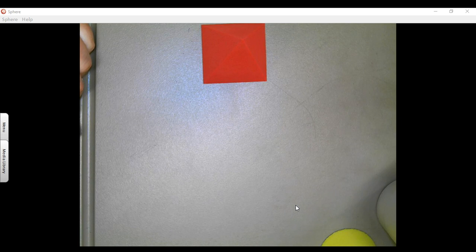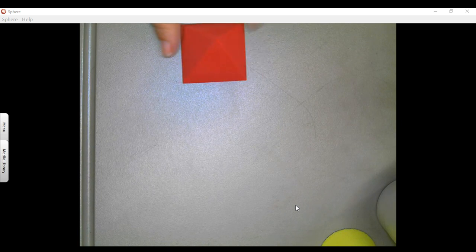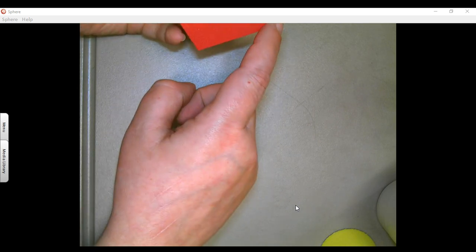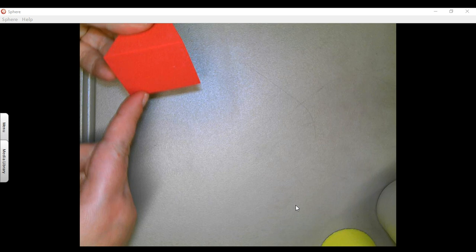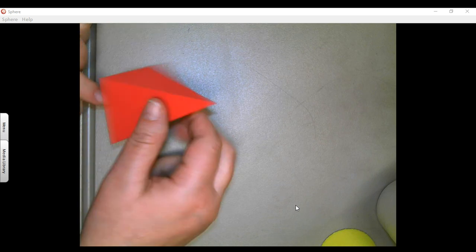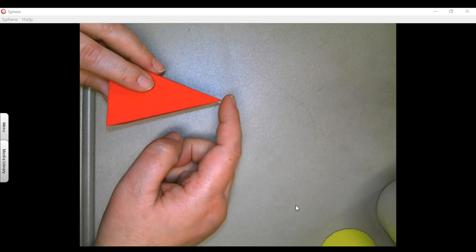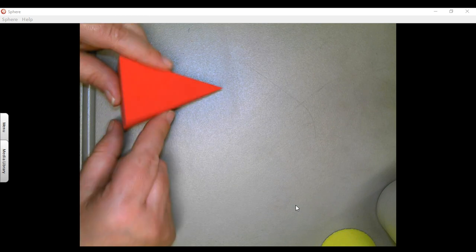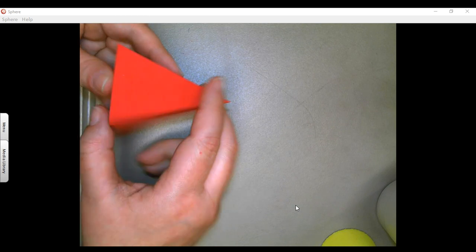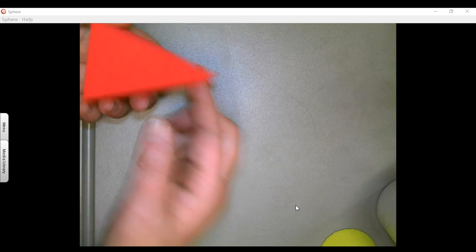How many vertices does this have? Let's count all the pointy parts where one face meets another. 1, 2, 3, 4, 5. This pointy part at the top counts as a vertex because a flat face meets other faces.